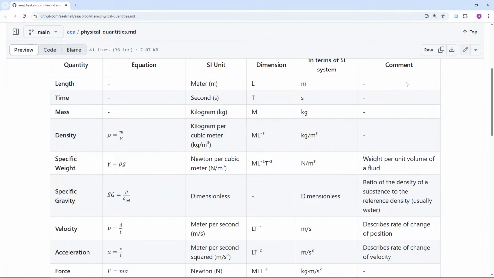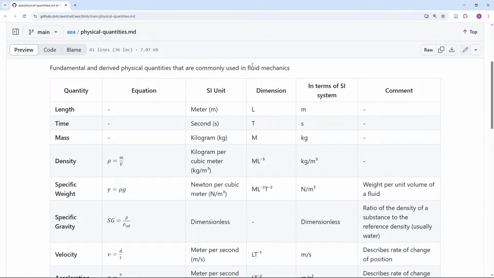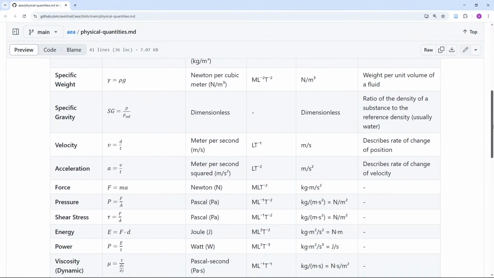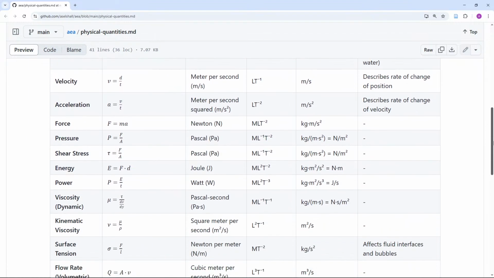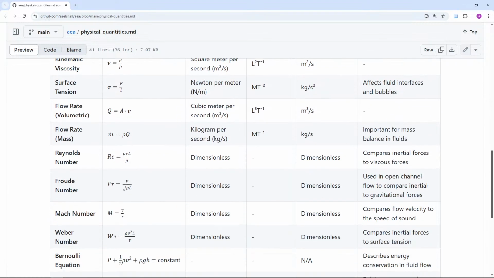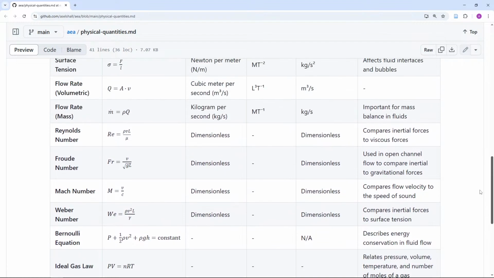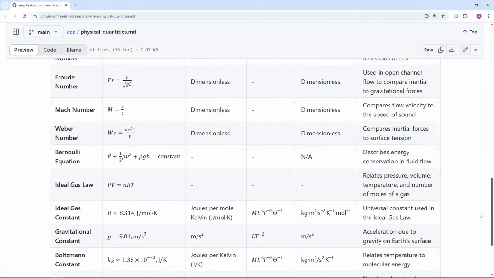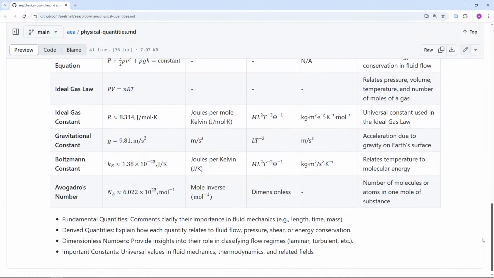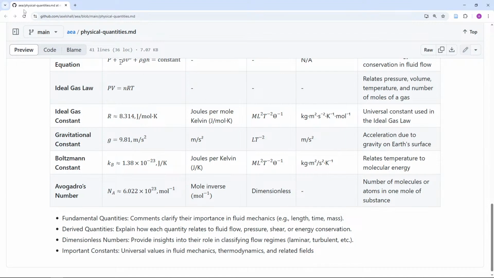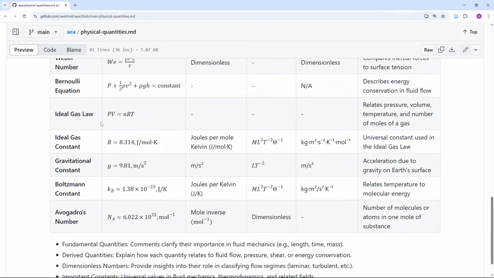And this is some comments. So you can see density, for example. Here is the equation for it and the unit and so on and so forth. If you have a table like this, that should help you a lot through the exam. So I highly recommend that you have it as a PDF or something with you, or any similar tables that you have.